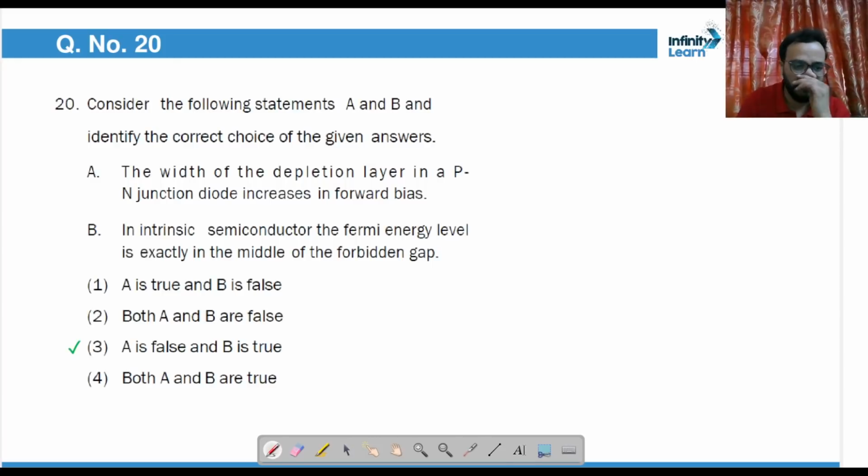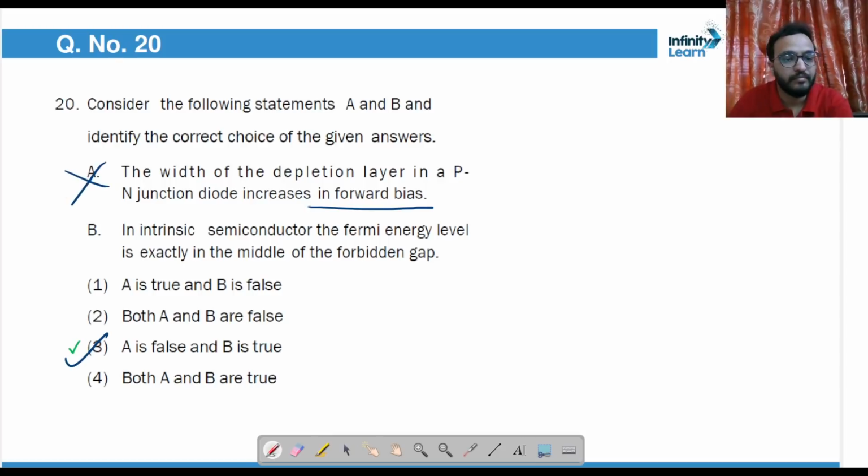Got it? The width of the depletion layer in PN junction diode increases in forward bias. No, it decreases. Third option is correct. Why? Because A is false. If A is false, that means third option is correct. So let's go for B option also. In intrinsic semiconductor, the Fermi energy level is exactly in the middle of the forbidden gap. Yes, this is true, right? Intrinsic semiconductor is undoped semiconductor, so in undoped semiconductor, the Fermi energy level is exactly in the middle of the forbidden gap.